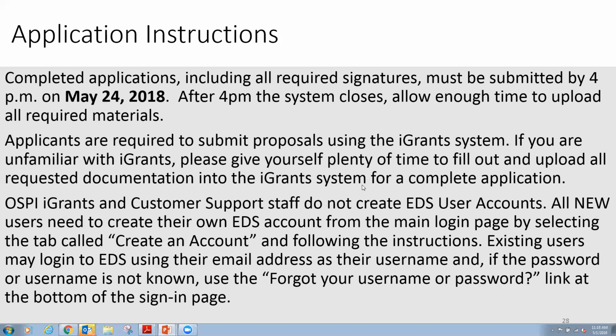Next question. Can the program director for cohort 11 be listed as program director for a cohort 15 application? I think we just addressed that. Not for the same activities and not for the same FTE.